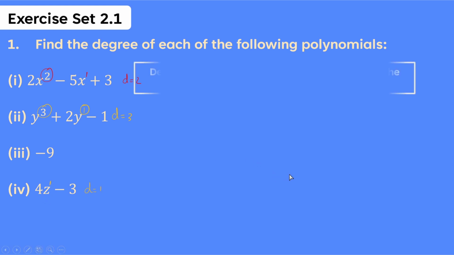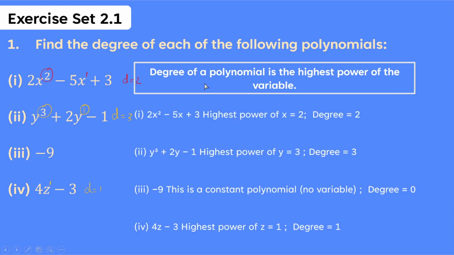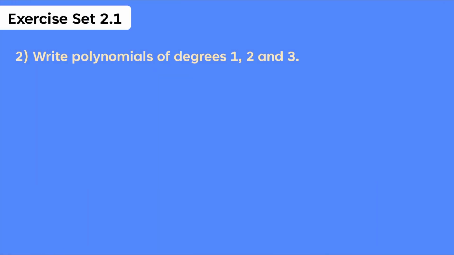So you could just represent it right clearly that the degree of a polynomial is the highest power of the variable. And you could mention the highest power of x is 2. So the degree is 2 in the first polynomial. In the second polynomial, the highest power of y is 3. So the degree is 3. And in the third polynomial, this is a constant polynomial, no variable, so the degree is 0. And in the last polynomial, the highest power of z is 1, and so the degree is 1. I hope that's clear. Now let's move on to the second question. Write polynomials of degrees 1, 2, and 3. So here, this is an open question. So you could write any kind of example.